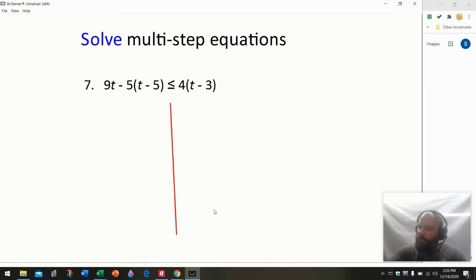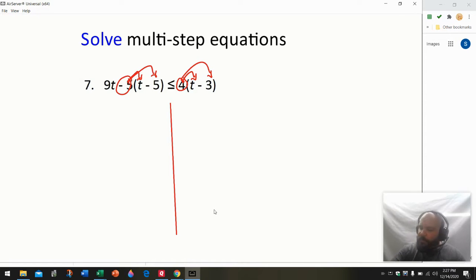Now we're going to look at the left-hand side. And we're going to see that there's a lot going on over there. There's a set of parentheses, and those parentheses are going to need to be distributed. That -5. Same thing here. There's a 4, and that's going to have to be distributed. So before we try moving anything around, we need to distribute this -5 to the t and the -5, and we need to distribute this 4 to the t and the 3.